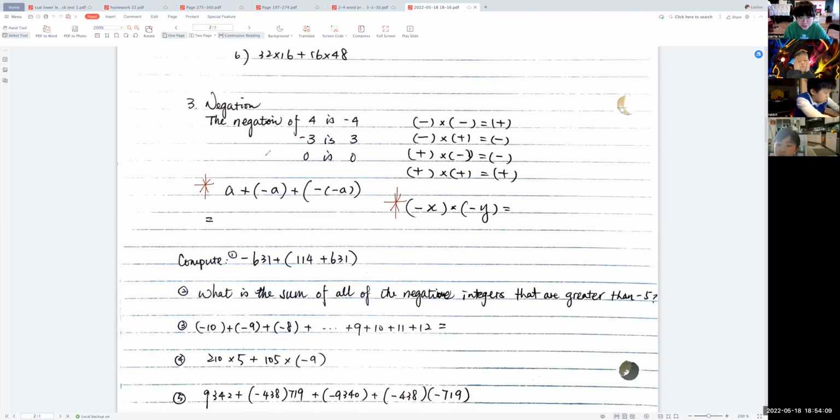So the first question is a little bit weird, right? But Jerry, think about it. When you meet plus and minus together, so plus times minus equals minus. So A minus A plus, so there's a minus and minus. Minus minus equals positive. So it's positive A. So it's A minus A plus A. So the answer is A. And here, x times y equals xy, but negative times negative equals positive. So the answer is xy. Understood, Jerry?